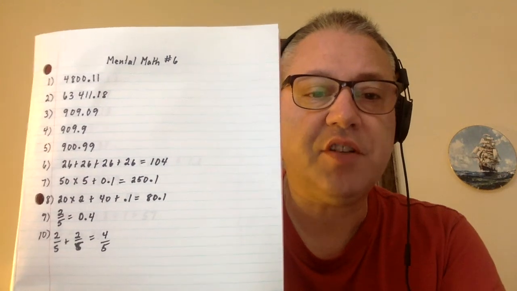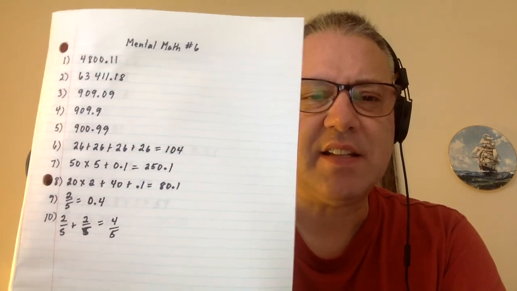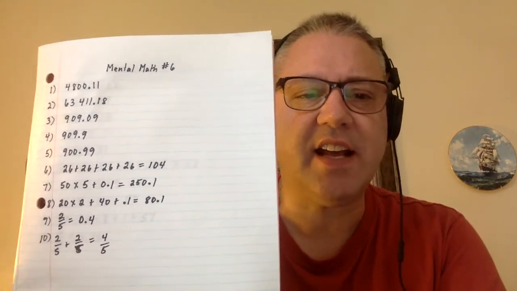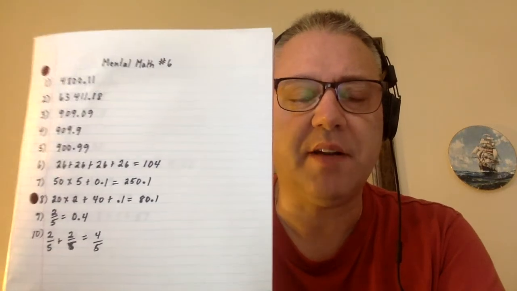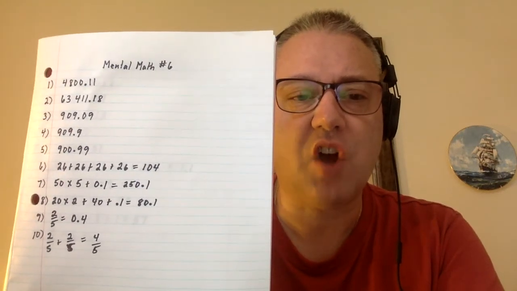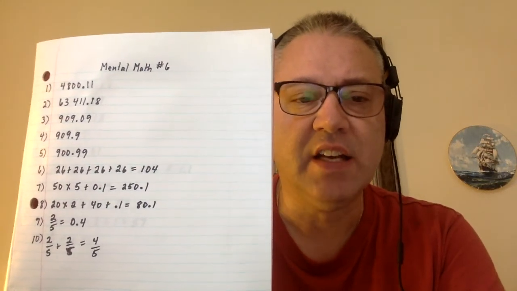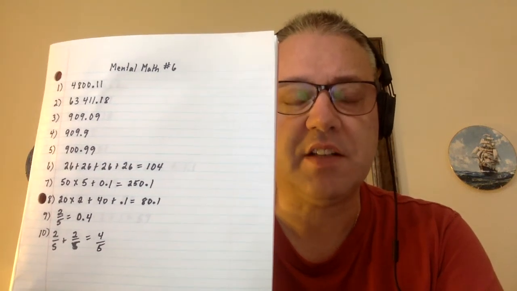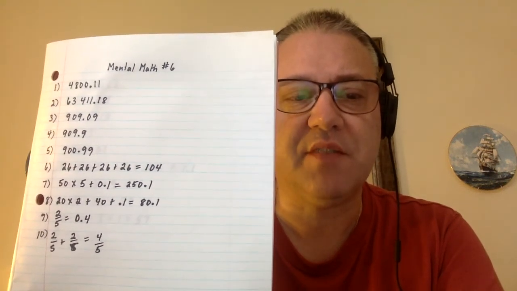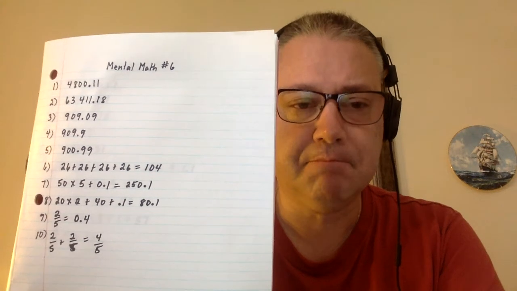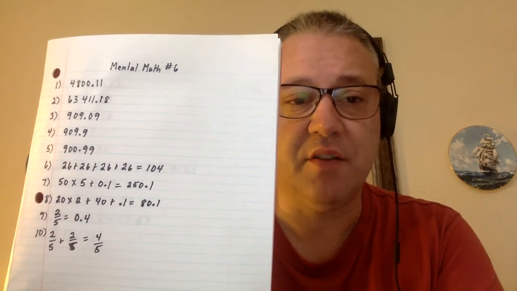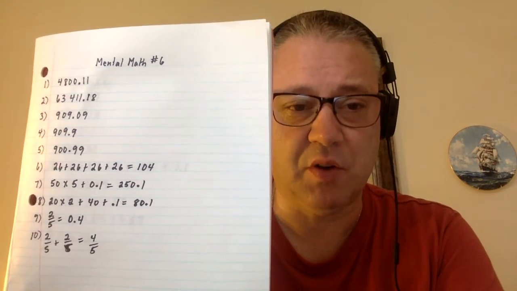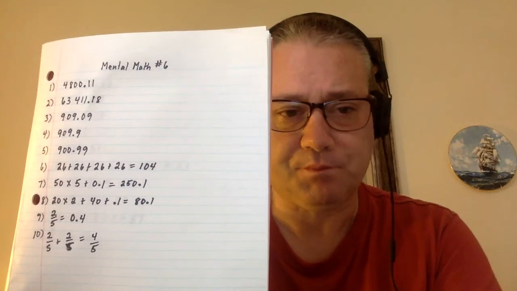Now, number 9, 2/5. Sometimes it's a little bit easier to make it out of 10. So let's make the denominator out of 10. So 5 times 2 is 10. So if we multiply the bottom by 2, we have to multiply the top by 2. So 2 times 2 is 4. So 2/5 is the same as 4 over 10, which is just the same as the decimal 0.4.